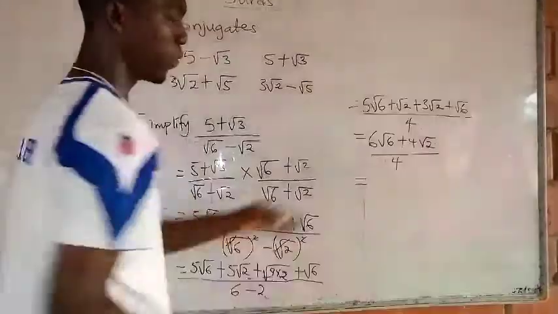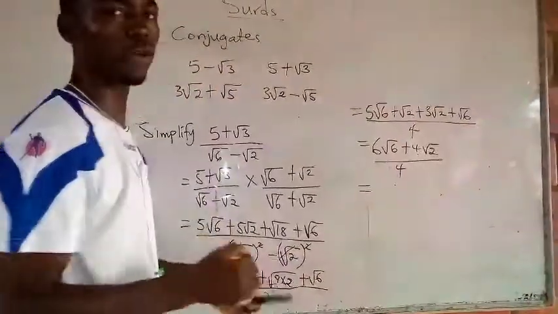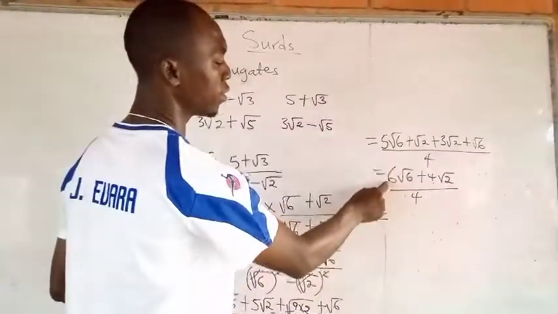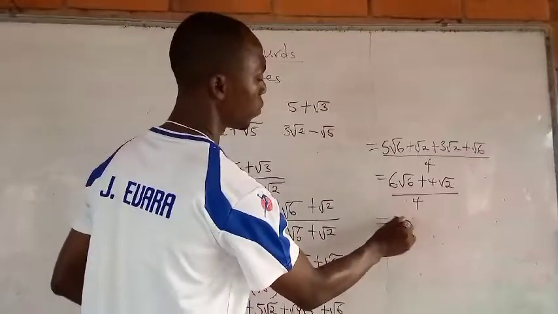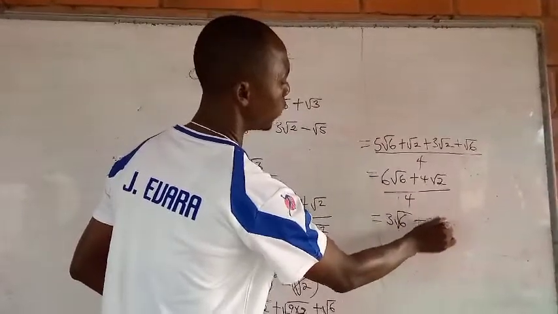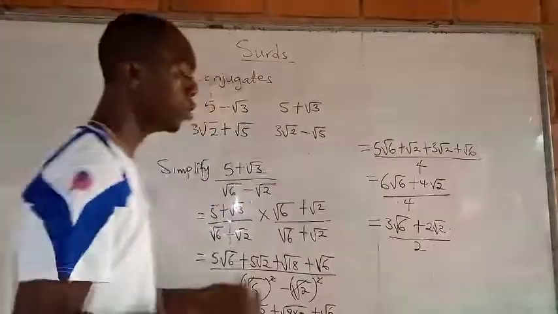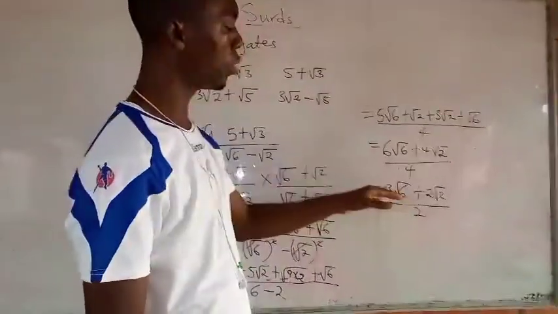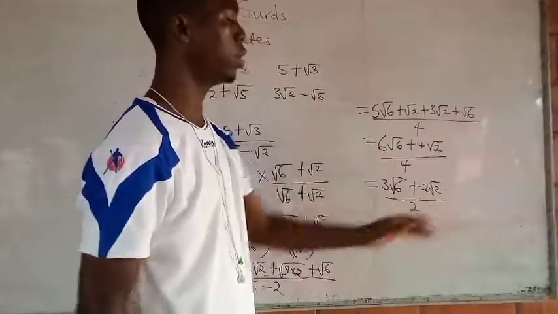You can simplify this further because the coefficients 6, 4 have common factors with the denominator, which is 2. 2 can divide 6, it can divide 4, it can also divide this 4. So if I divide this 6 by 2, I have 3 root 6. If you divide 4 by 2, you have 2 root 2. And if you divide this 4 by 2, you also have 2. So with this now, we cannot simplify further because 2 and 3 don't have common factors. So we are going to leave our answers this way.